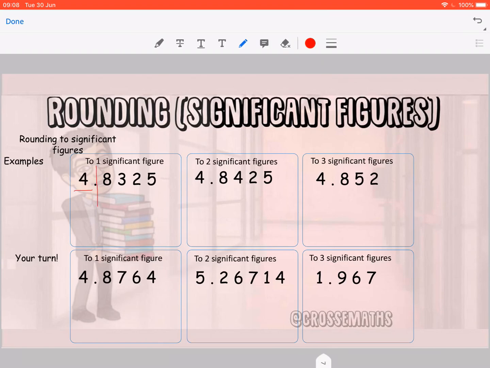Okay, 4 is the number I'm going to be rounding. Is 8 5 or more? Yes it is, so this is going to go up to a 5.